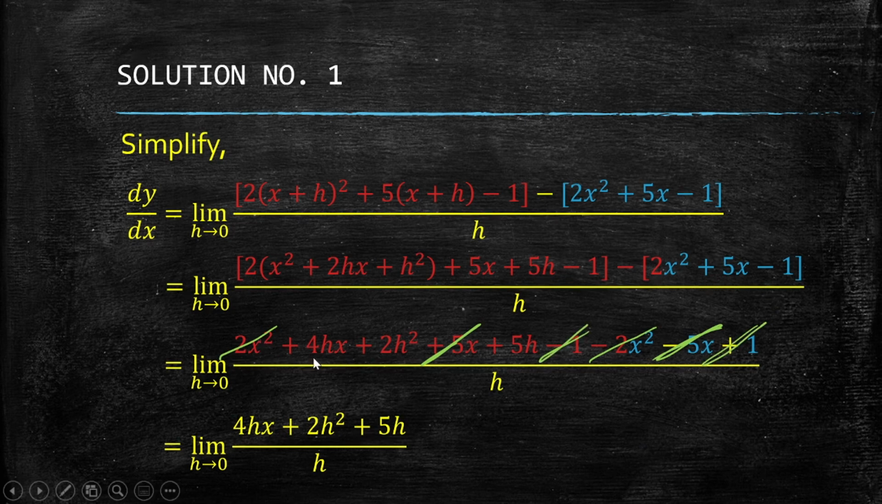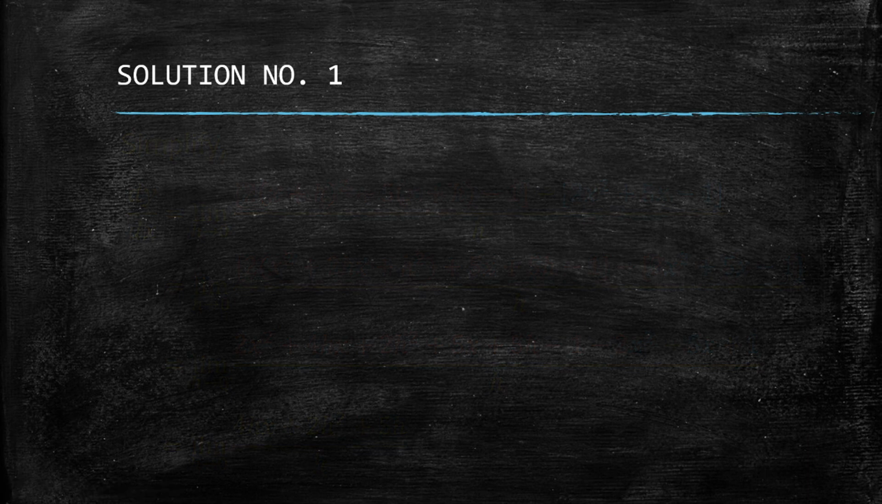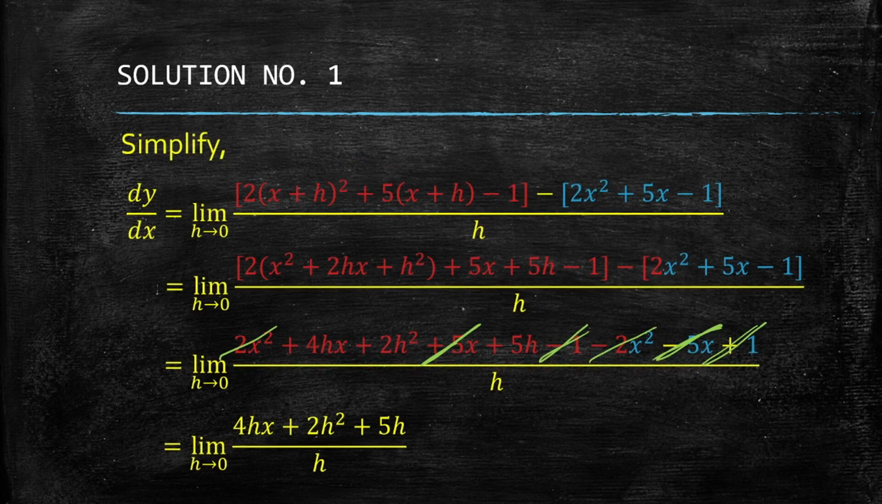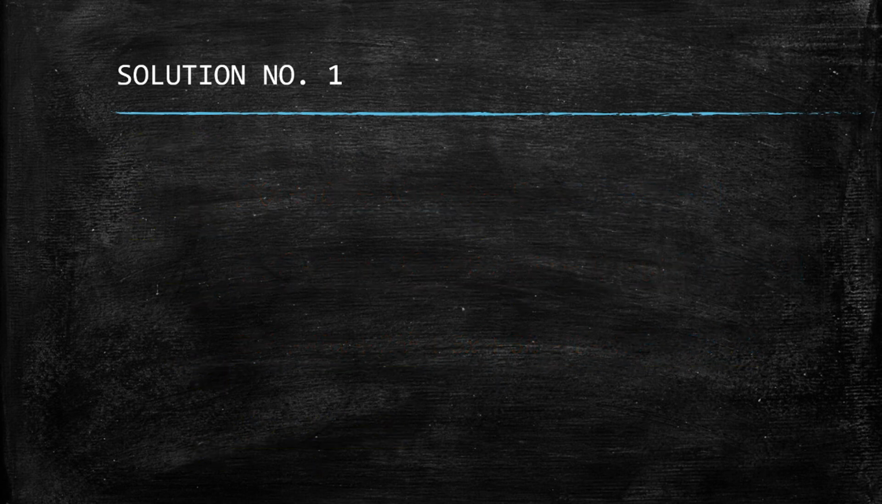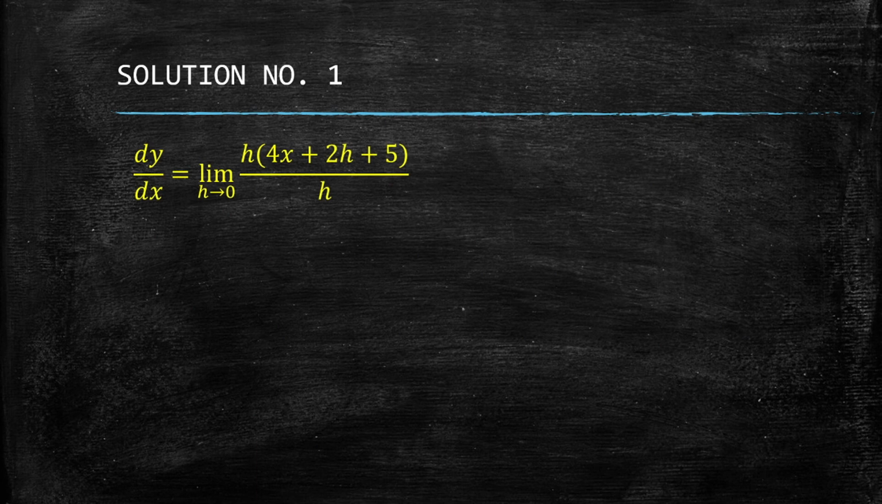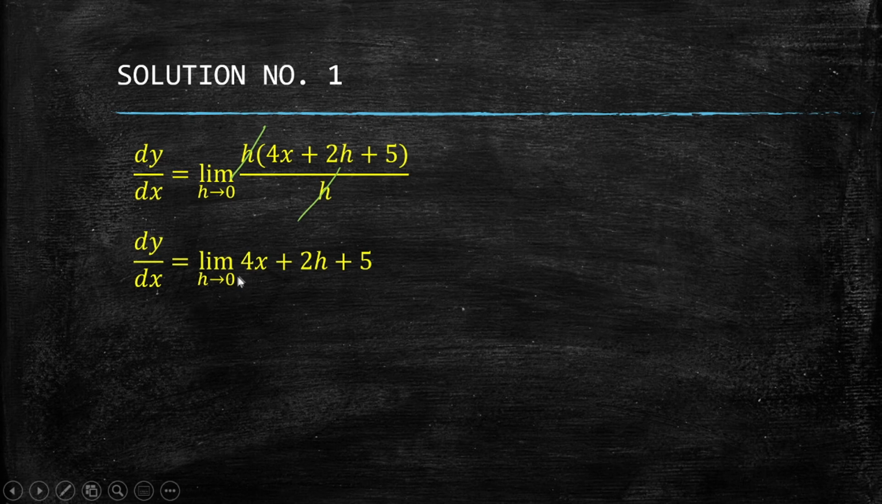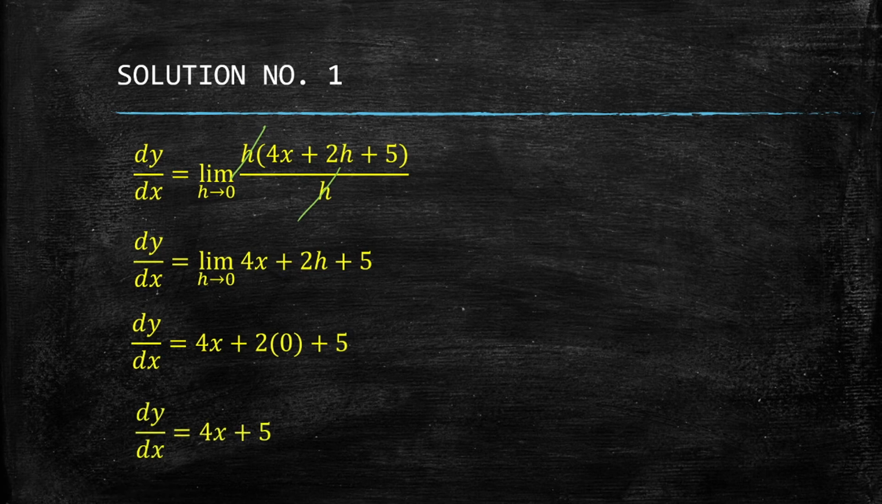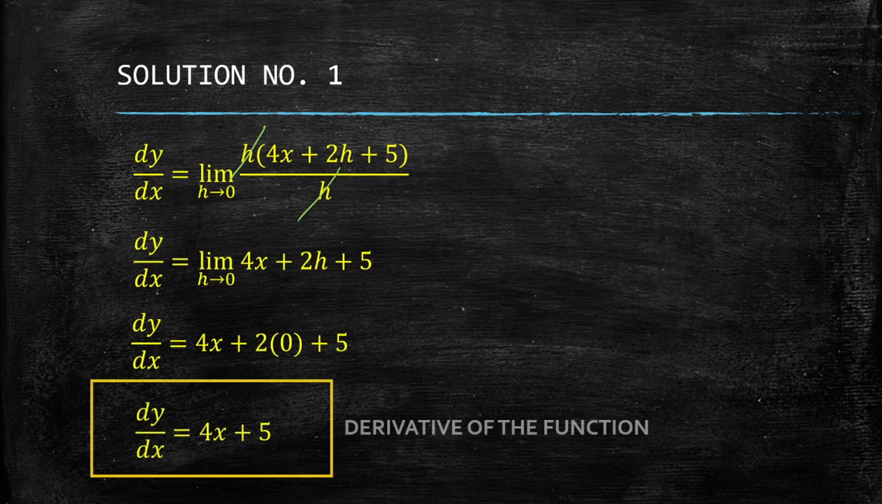So what remains is 4hx plus 2h squared plus 5h. And then we factor out h, because that is the common factor. Again, the common factor is h. So factoring out h, we have h times the quantity 4x plus 2h plus 5 all over h. Then we cancel out h, and this will give us 4x plus 2h plus 5. And now we can substitute. Again, this is still a limit, so we will substitute 0 for h, and this will give us 4x plus 5. And this is our derivative.